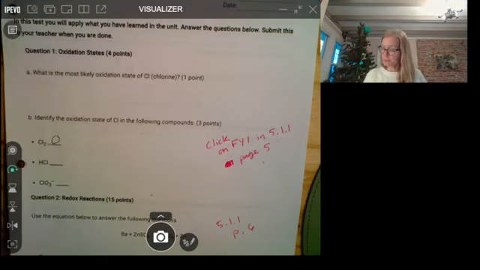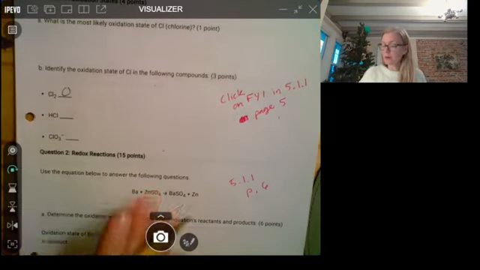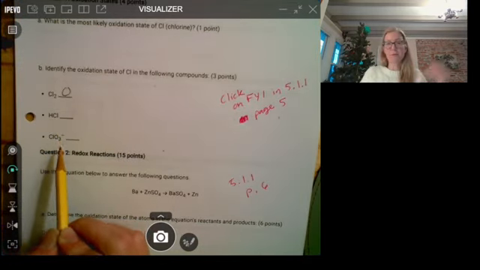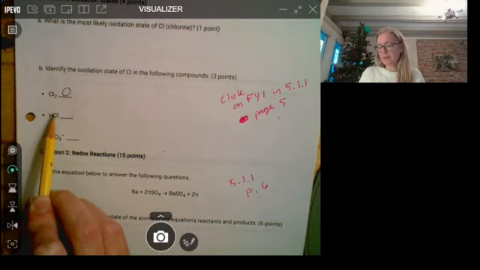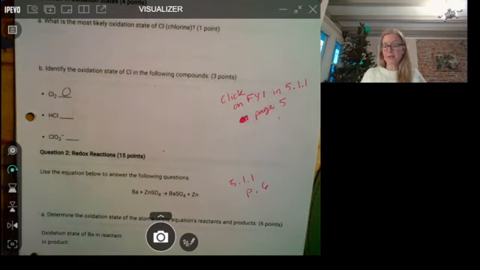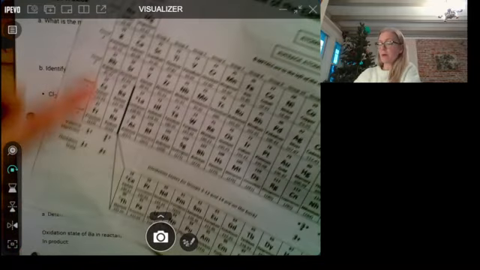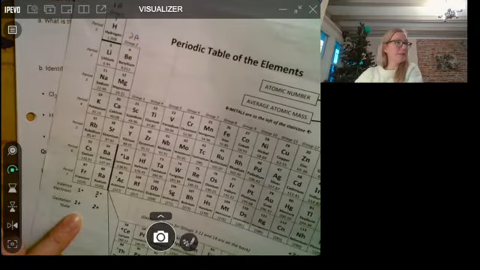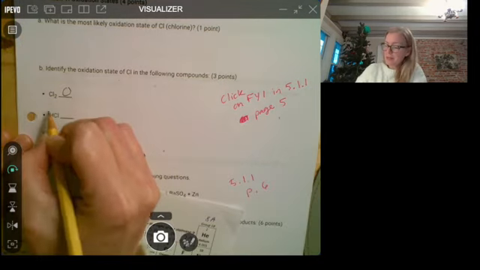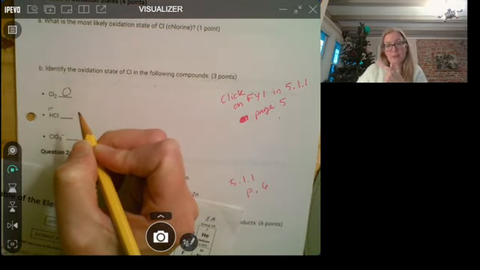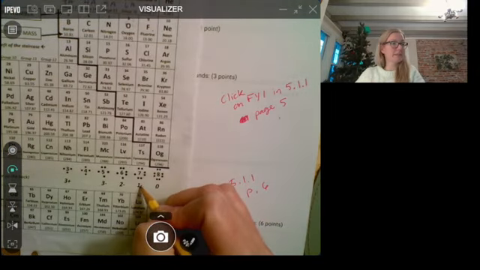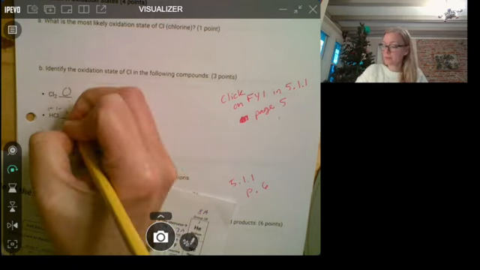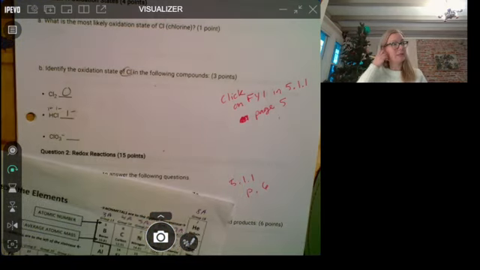What you need to do is look at the overall charge of the whole compound and then work backwards from there. So HCl, notice there's no charge. Overall, these charges add up to 0. If you look at the rules, you'll see that H is always going to be 1 plus, and it's in the column for 1 plus. So if the H is 1 plus and everything adds up to 0, the Cl must be 1 minus. Luckily, that's the most common oxidation state of Cl. So in this case, the chlorine is 1 minus.